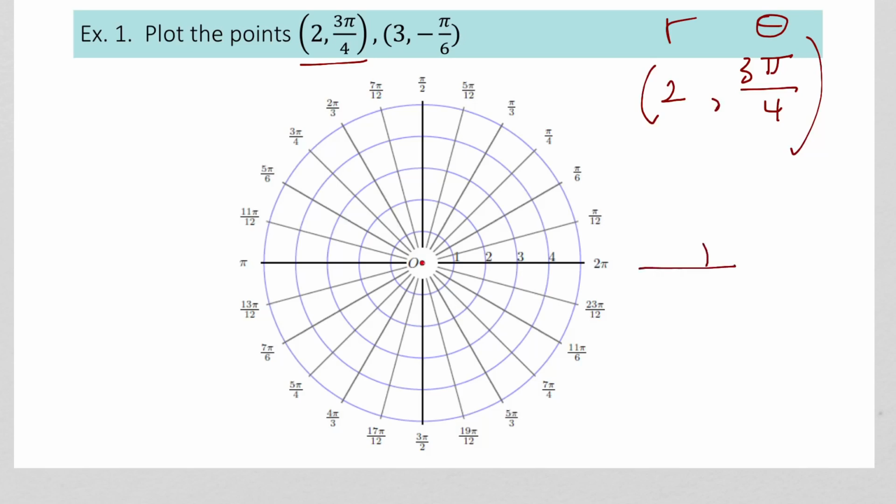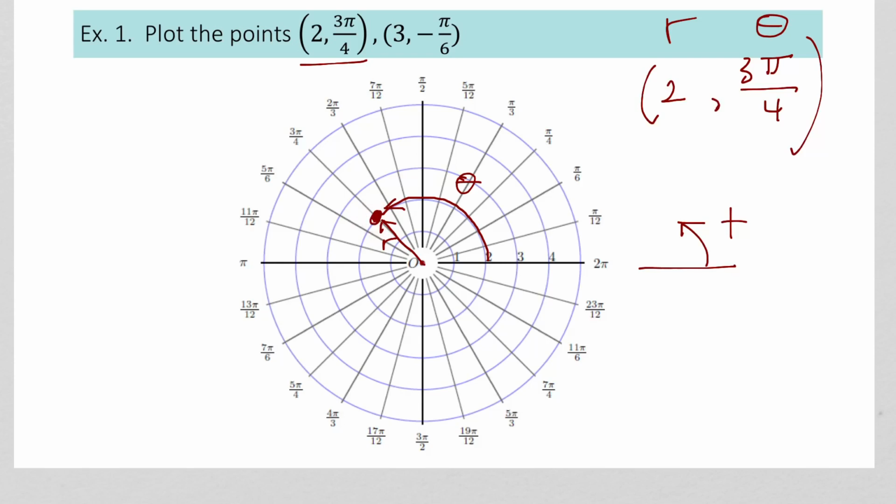All right, so theta is going to go this way, positive. My r is 2 and my theta is 3 pi over 4. So on my 2 radial line, I'm going to rotate around. Let's find 3 pi over 4, and I'm going to plot my point there. This is my theta here, and this is my r here. Okay, so this is my point here, 2, 3 pi over 4.